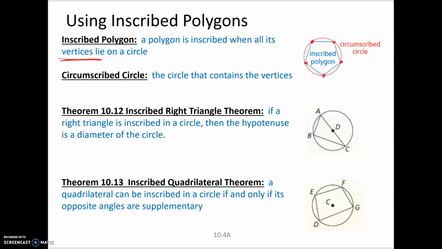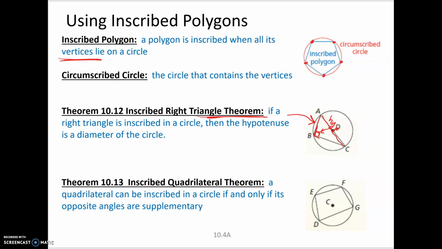So that is the circle that contains those vertices. Okay, the two shapes that we're going to talk about are a right triangle and a quadrilateral. So an inscribed right triangle looks like this. Okay, notice it's probably not what you thought it would look like. Okay, it says if a right triangle is inscribed in a circle, then the hypotenuse is the diameter. So this right here is my hypotenuse, which means across from that over here is my right angle. Okay, so that's what it would look like if we inscribed a right triangle. Okay, a hypotenuse will always be the diameter. Across from that is your right angle.